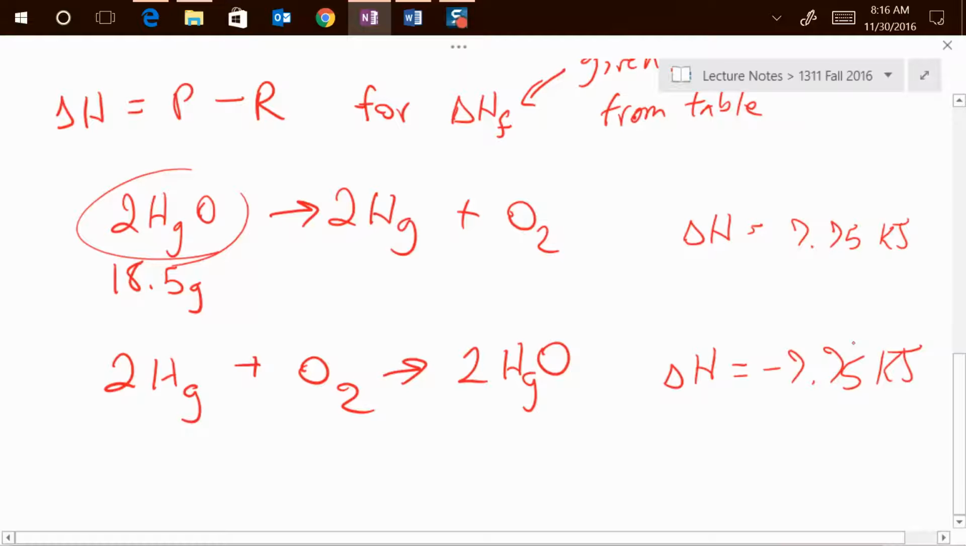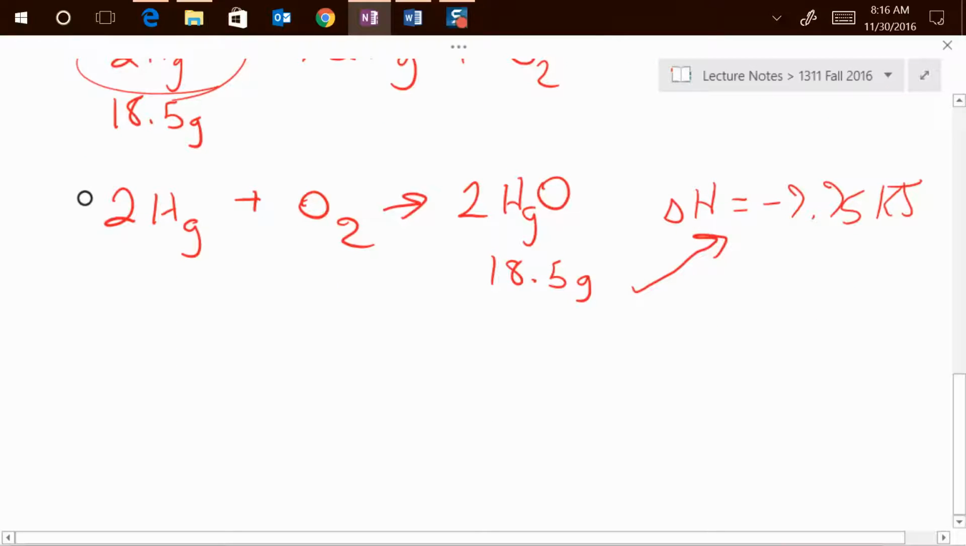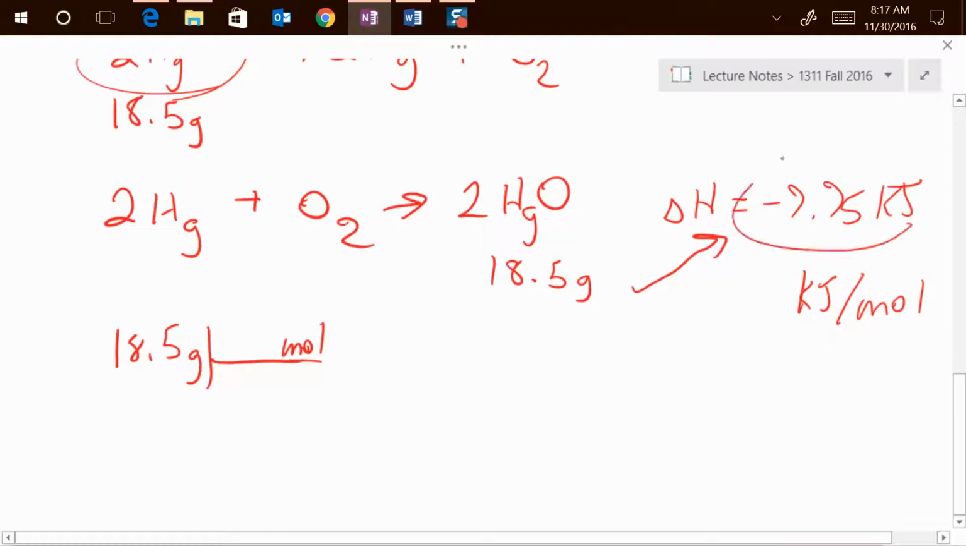Okay? Now, this is for 18.5 grams. So 18.5 grams gives me that much energy released. They want to know how much energy is released for every 1 mole, because delta H of formation is in kilojoules per mole. So first thing I have to do is convert 18.5 grams to moles. And once I find the moles, I can take my kilojoules and divide by my moles, and it will tell me the kilojoules for every 1 mole.